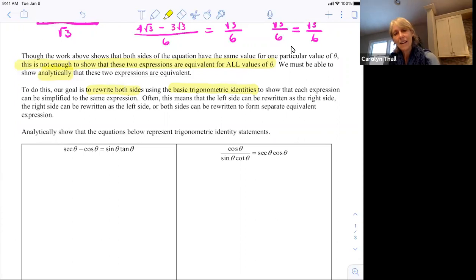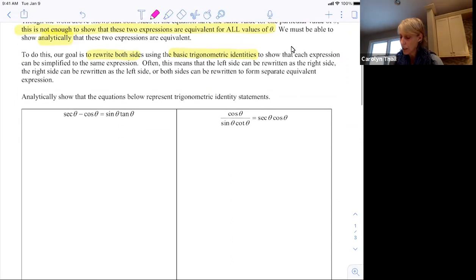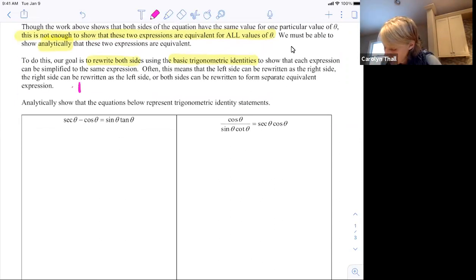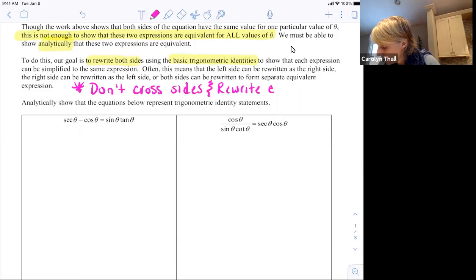This could mean that the left side can be rewritten as the right side, or the right side can be rewritten as the left side, or both sides can be rewritten to form separate equivalent expressions. Now, what we do here is going to be based on what the original expression is, and I'll try to explain that as we move through examples. The big thing here is, don't cross over your sides. We're going to rewrite each side until we get things that are equal. That's the big thing we have to worry about.